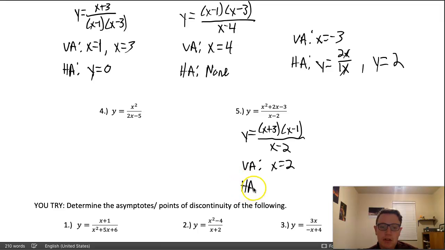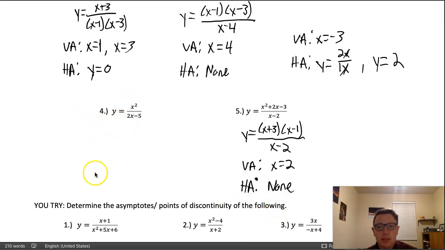Last, we have horizontal asymptotes. Remember, those depend on our degree in the top and bottom. What's our degree in the top? It's 2. Our degree in the bottom is 1. So look back to your tables. Degree in the top bigger than the degree in the bottom tells you we'll have no horizontal asymptotes.